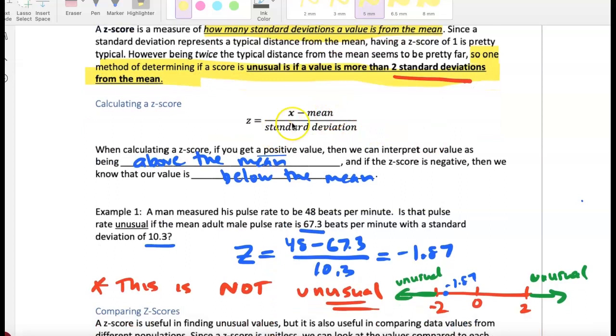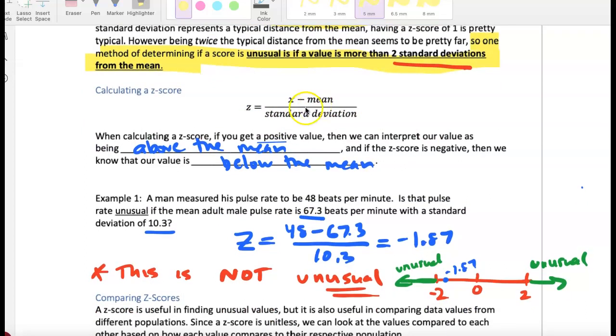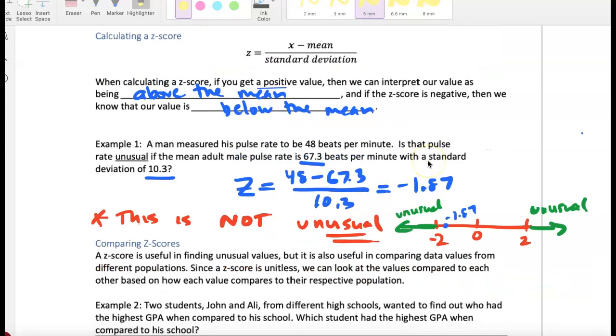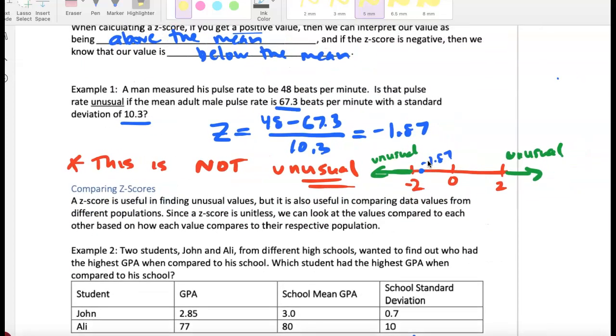And there's your formula to calculate a z-score. Again, you'll have an x value, and you see, is this x value unusual? Well, you subtract the mean from it and then divide that by the standard deviation, as you see in this first example. And you find out that in this case, this person who has 48 beats per minute, it's not an unusual value. Because we know the mean is 67.3 for adults and the standard deviation is 10.3 from sample data collected.